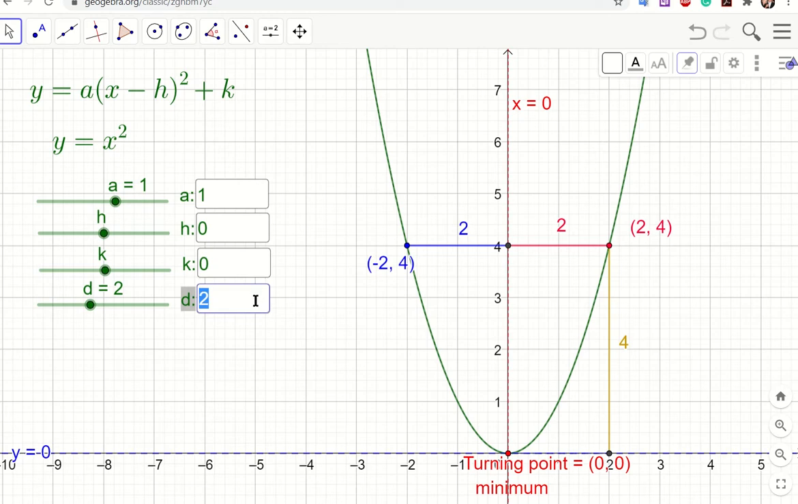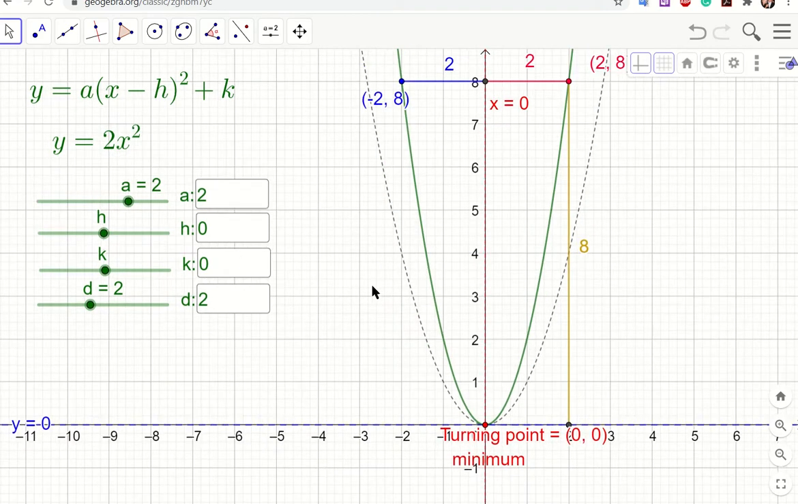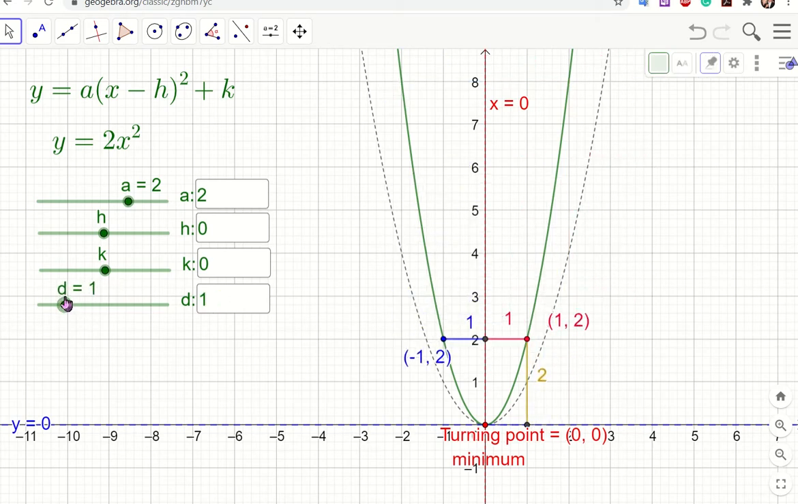Now if I change the value of a to 2, this parabola is narrower than the original parabola, and the height of the points that are 2 away from the symmetry are 8. And that's because 2 times 4 is equal to 8. So if I make d 1 again, we can see that the height is 2, i.e. 2 times 1 squared.